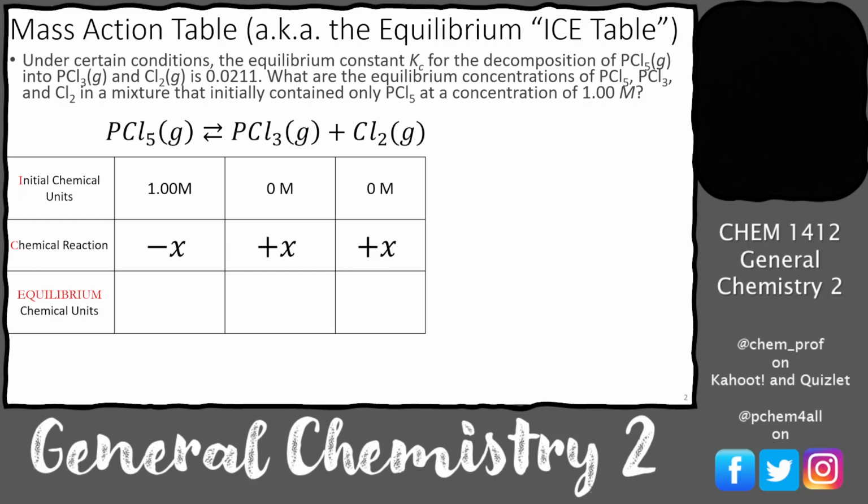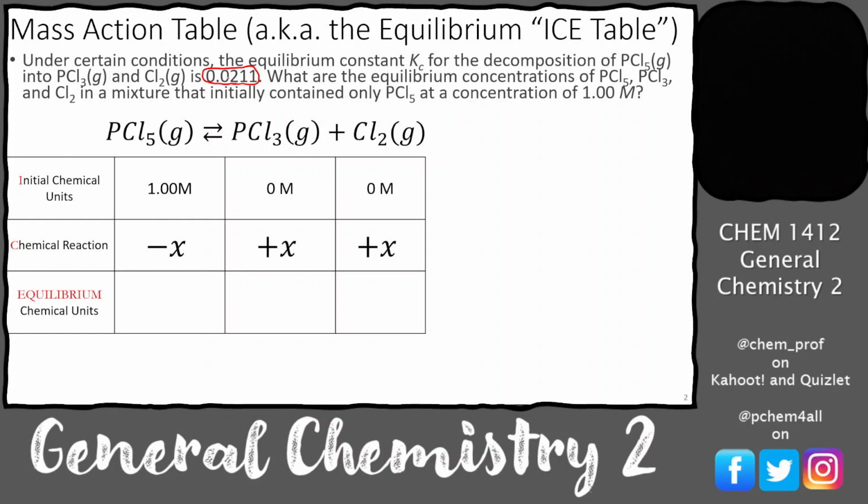So here's a typical problem that we would have, which would be an equilibrium problem. Under certain conditions, the equilibrium constant Kc for the decomposition of phosphorus pentachloride, PCl5, into phosphorus trichloride and chlorine is 0.0211. Before we go any further in a problem like this, look at this number. What information do you have in that number? That's the equilibrium constant.